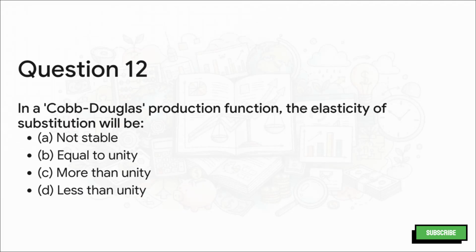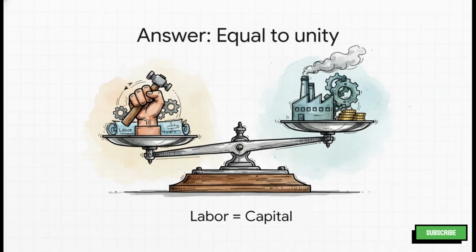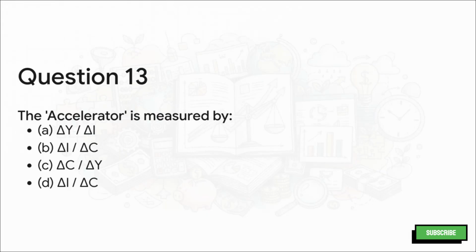Moving on to question 12, which is about the Cobb-Douglas production function. The question is, in this function, what would the elasticity of substitution between factors be? Will it be unstable, equal to unity, greater than unity, or less than unity? The answer to this is quite straightforward. B, equal to unity. This is a standard defining property of the Cobb-Douglas production function. Its elasticity of substitution is always equal to 1, or unity. This is one of those properties you just have to remember, as direct questions on it are very common in exams.